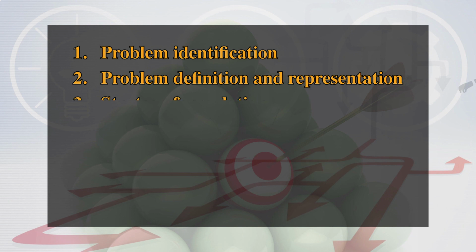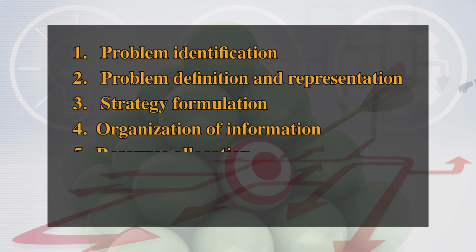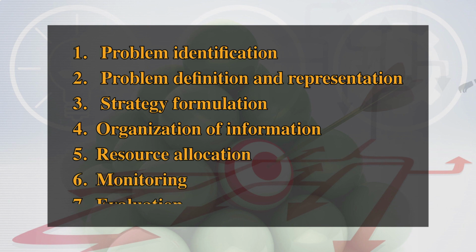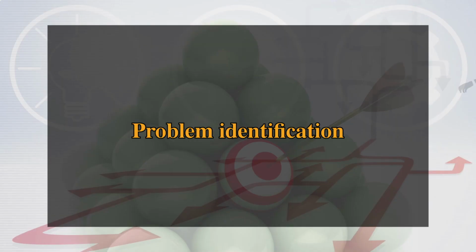The problem solving cycle includes many things. First is problem identification. Then comes problem definition and representation. Third, strategy formulation. Fourth, organization of information. Then resource allocation, monitoring and evaluation. Now let us understand these concepts one by one. First, it is problem identification.